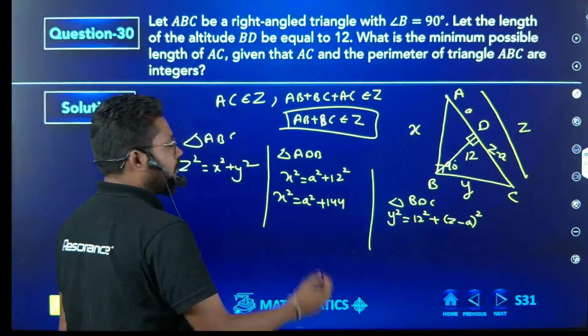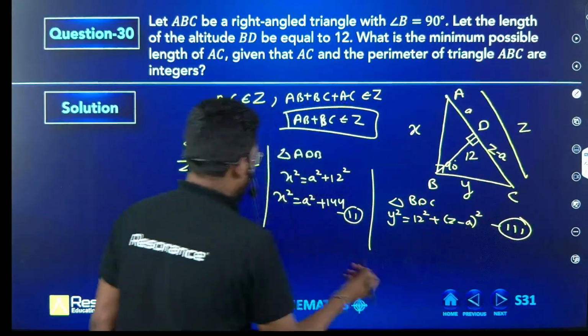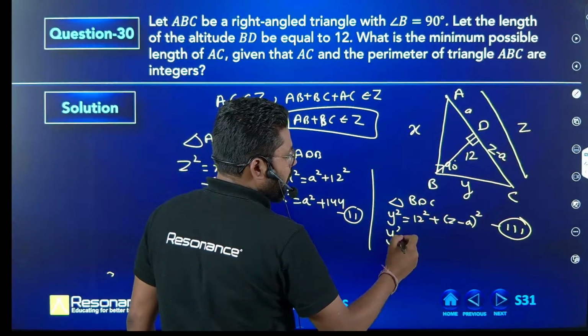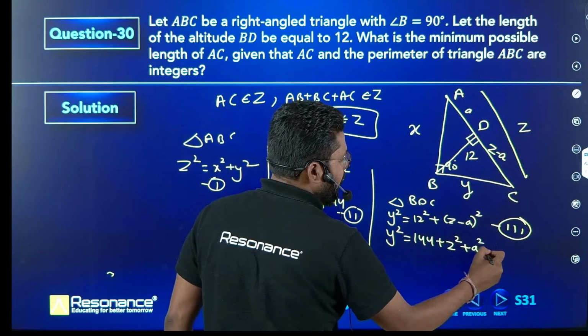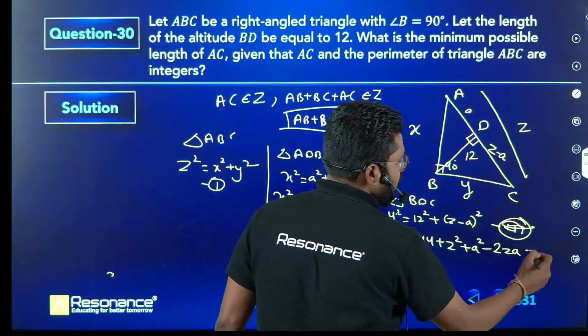Okay. So suppose this equation is the second one, this is the third one, and this is our first equation. So it will be y square is 144 plus z square plus a square minus 2za. So this will be the third equation.